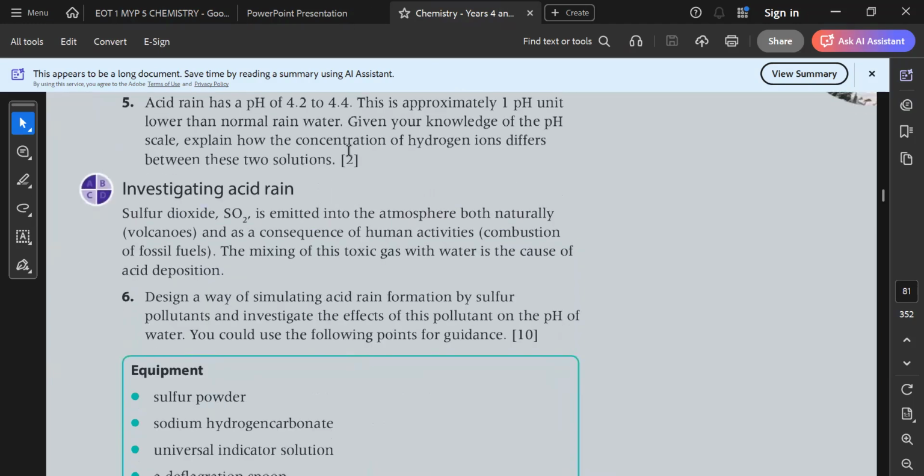So it's not a predictive statement. You are saying maybe the higher the concentration of sulfur pollutants, the higher the pH of water. That's okay. So it's a statement you make. You predict something, but it's a statement. It is simply a statement.